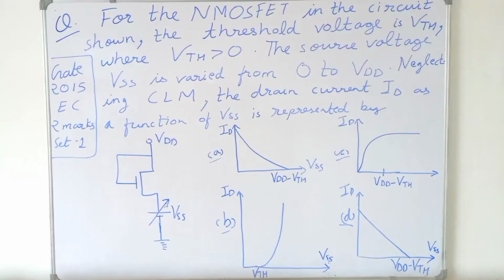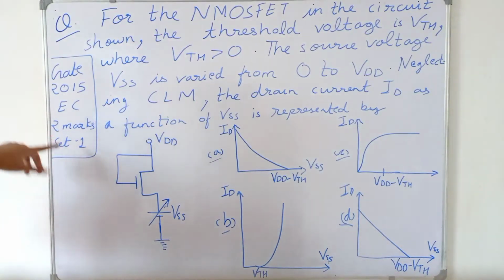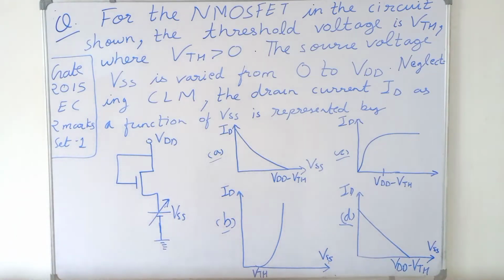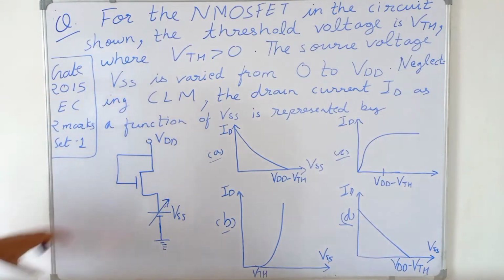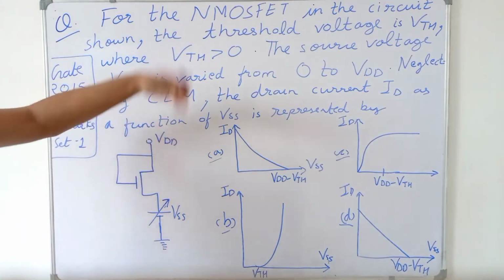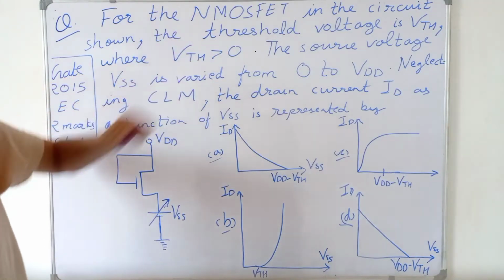We are solving a question from GATE 2015 electronics branch. It was of 2 marks from set 1 and it was a very easy question. It says that for the N MOSFET in the circuit shown, the threshold voltage is VTH, where VTH is greater than 0.